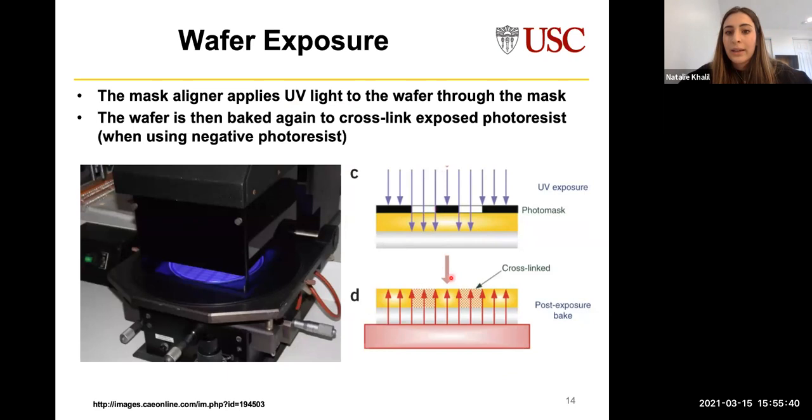And so once you place the wafer with photoresist on a hot plate, this is your last bake. It's called a post-bake. This is where a lot of the cross-linking will actually happen, where those exposed regions will become insoluble. And then any of those unexposed regions are left soluble and can be washed away.